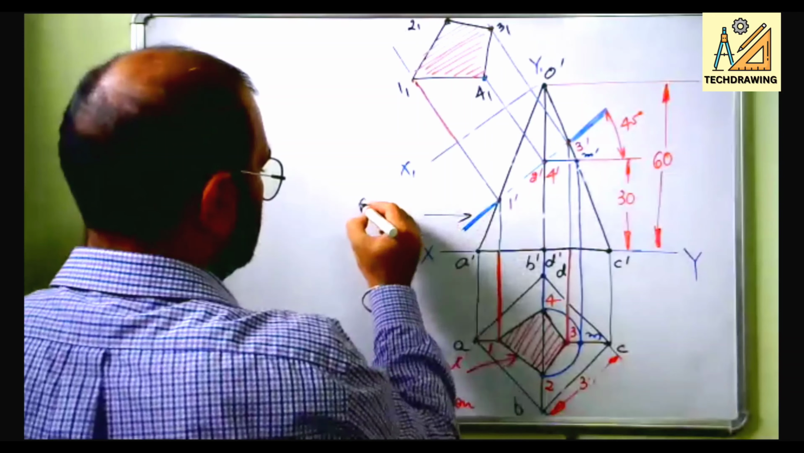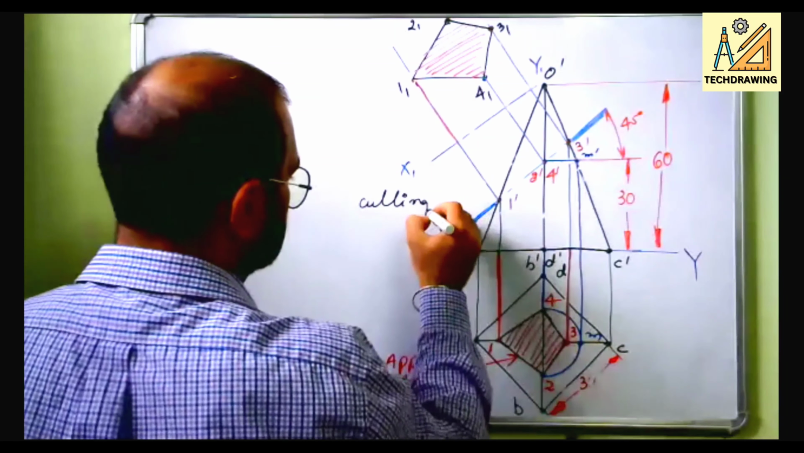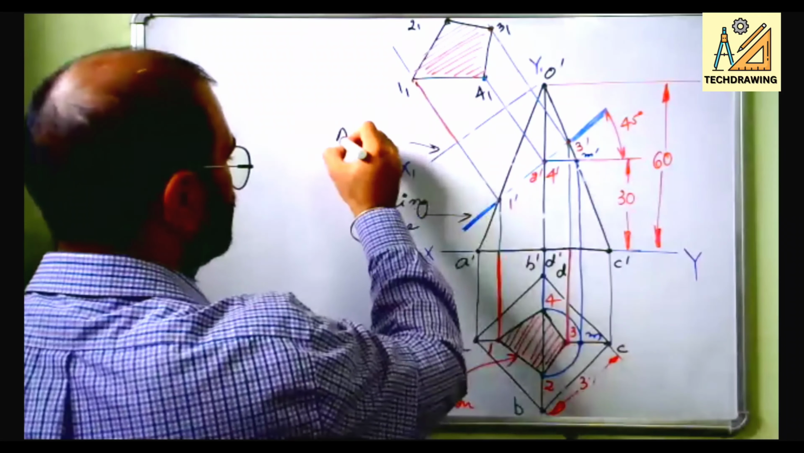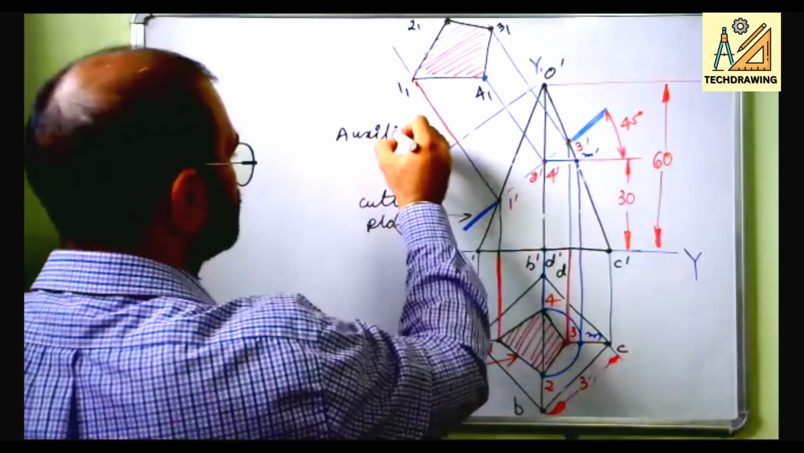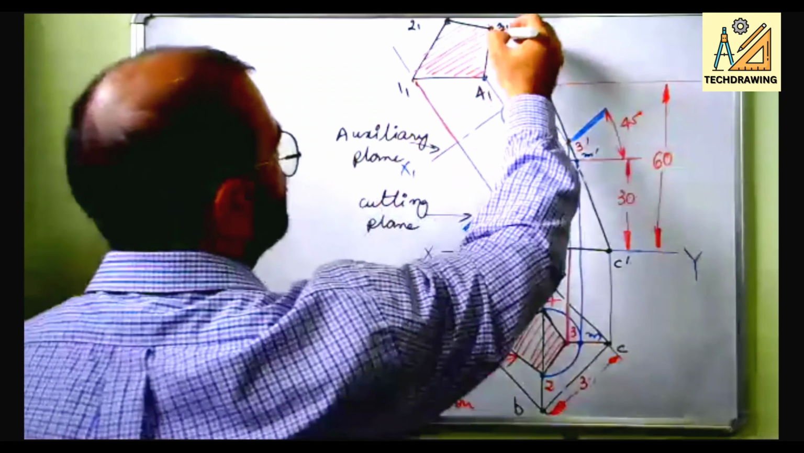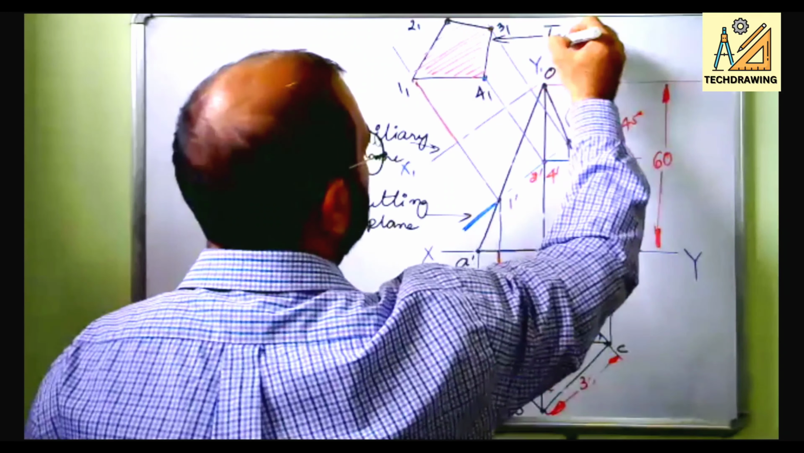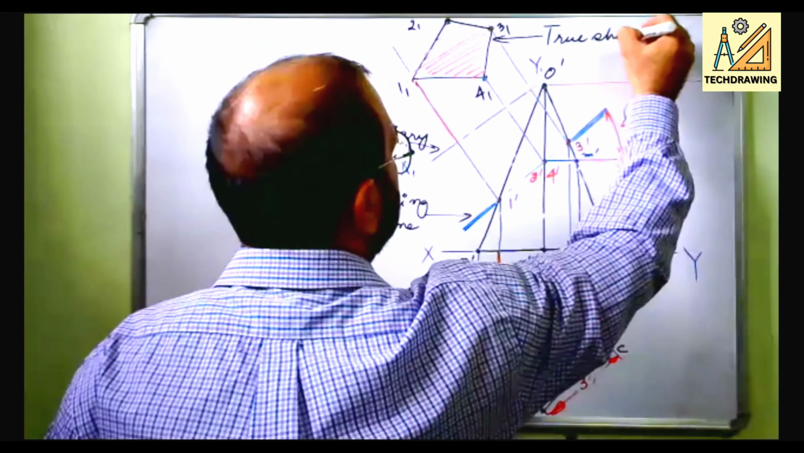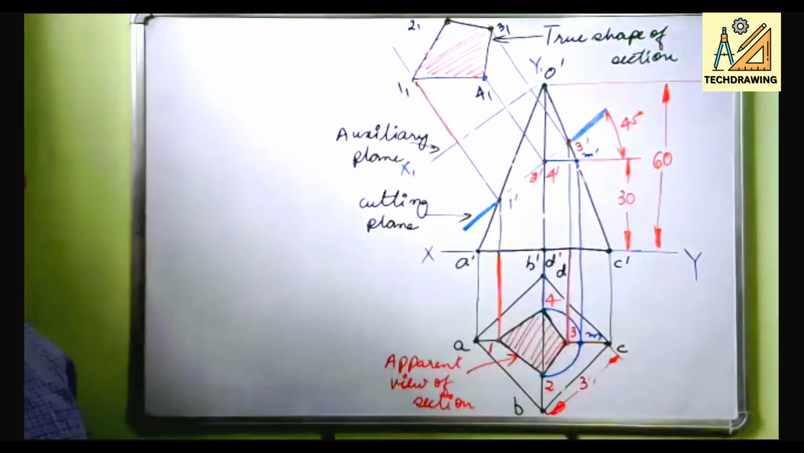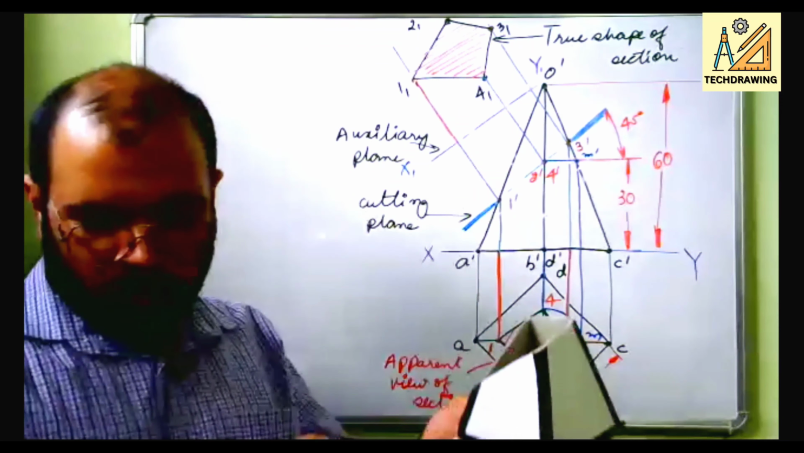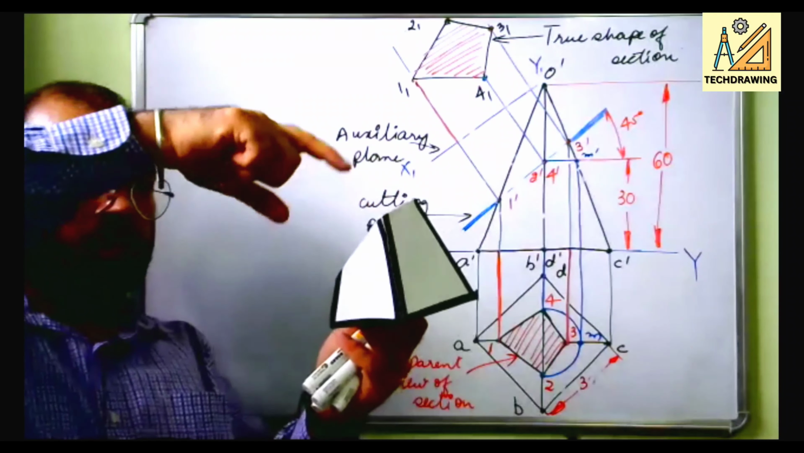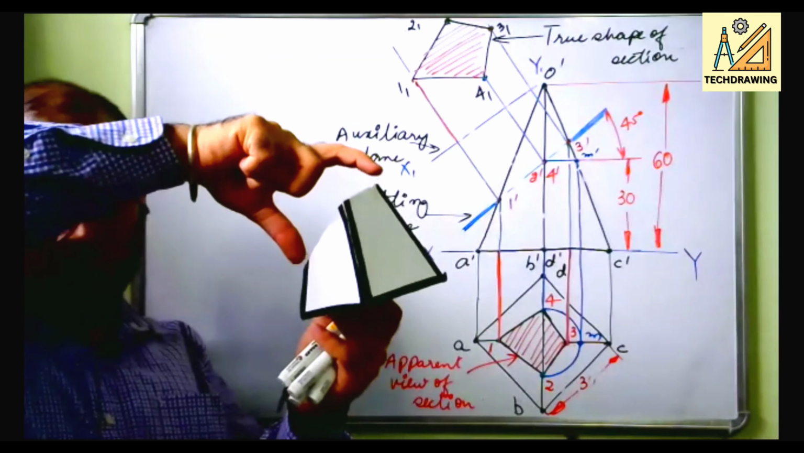This is known as the cutting plane. This is known as the auxiliary plane. Okay, and this is the true shape of section. This is the true shape. So now, if you see this, when you are viewing it perpendicular to this, you will get the actual shape here.